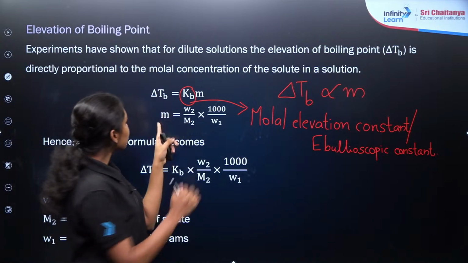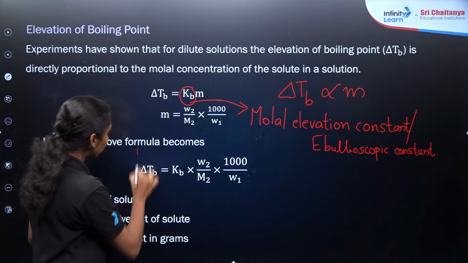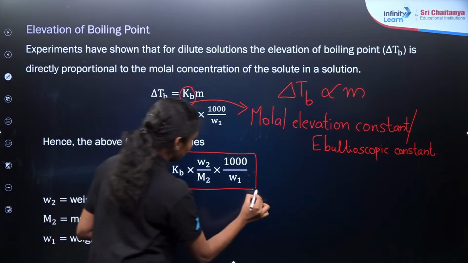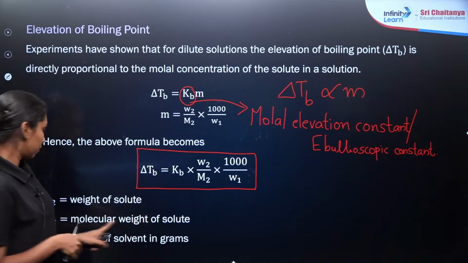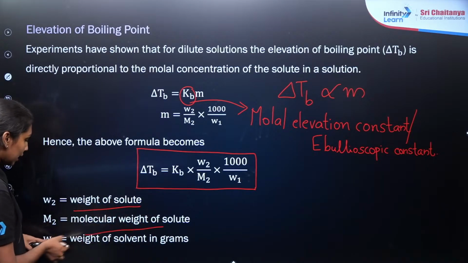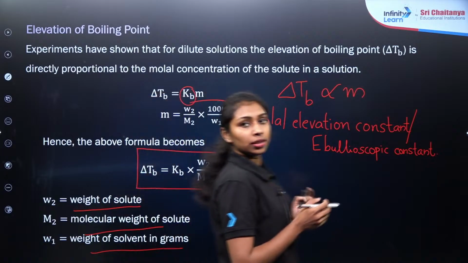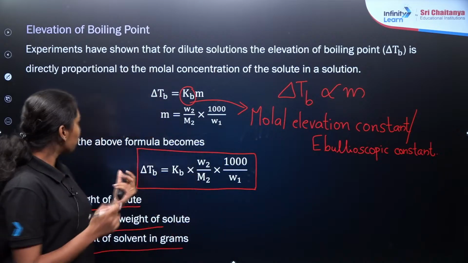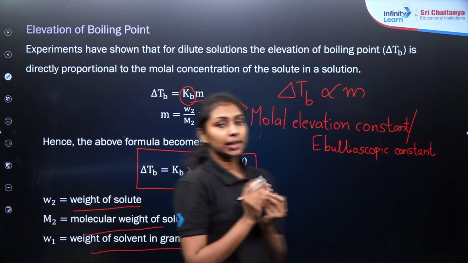If you substitute the value of m in this first equation, you will get the expression for the elevation of boiling point as Kb into W2 divided by M2 into 1000 divided by W1, where W2 is the weight of solute, M2 is the molecular weight of solute, and W1 is the weight of the solvent in grams. Is that clear? This is a formula you have to keep in mind to solve the numerical problems.